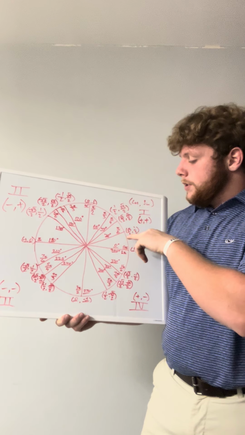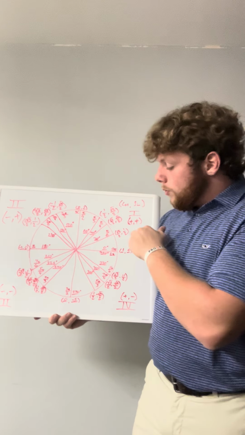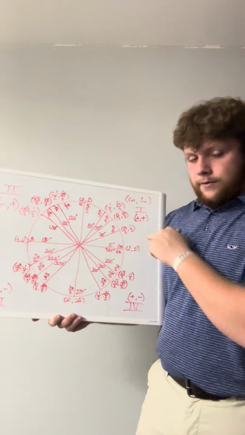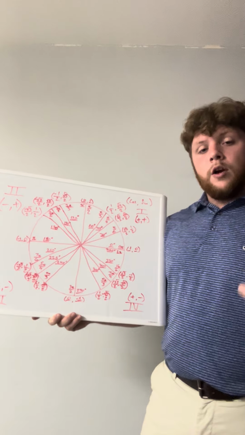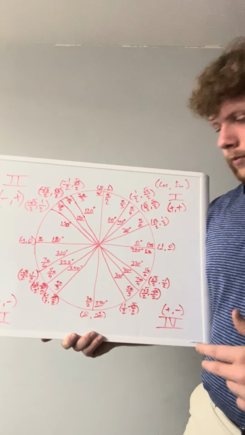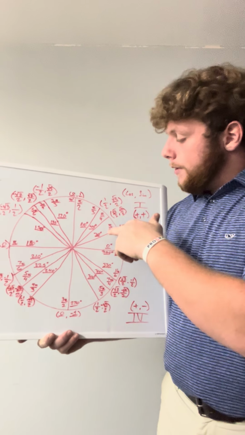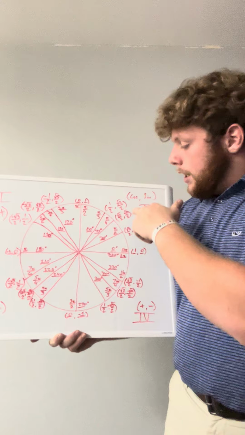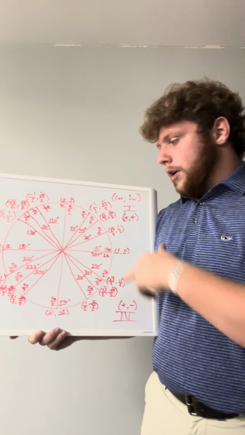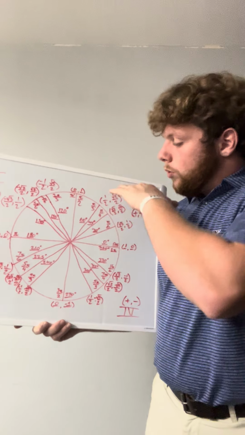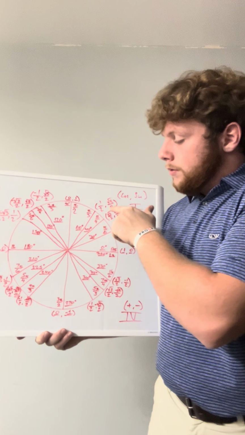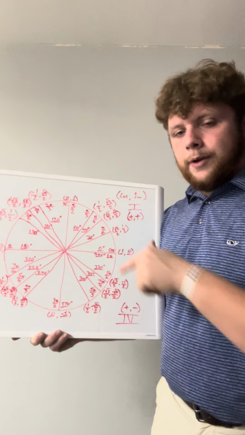Next one we have at pi over 6 and 30 degrees is the square root of 3 over 2 and 1/2, okay? So square root of 3 over 2 and 1/2, okay? Bring it a little closer. So the next one we got is at 45 degrees and pi over 4, and it's gonna be the square root of 2 over 2 and the square root of 2 over 2, okay? And then the last one in quadrant 1 we got is pi over 3 and 60 degrees, and it's gonna be 1/2 and then the square root of 3 over 2, okay?